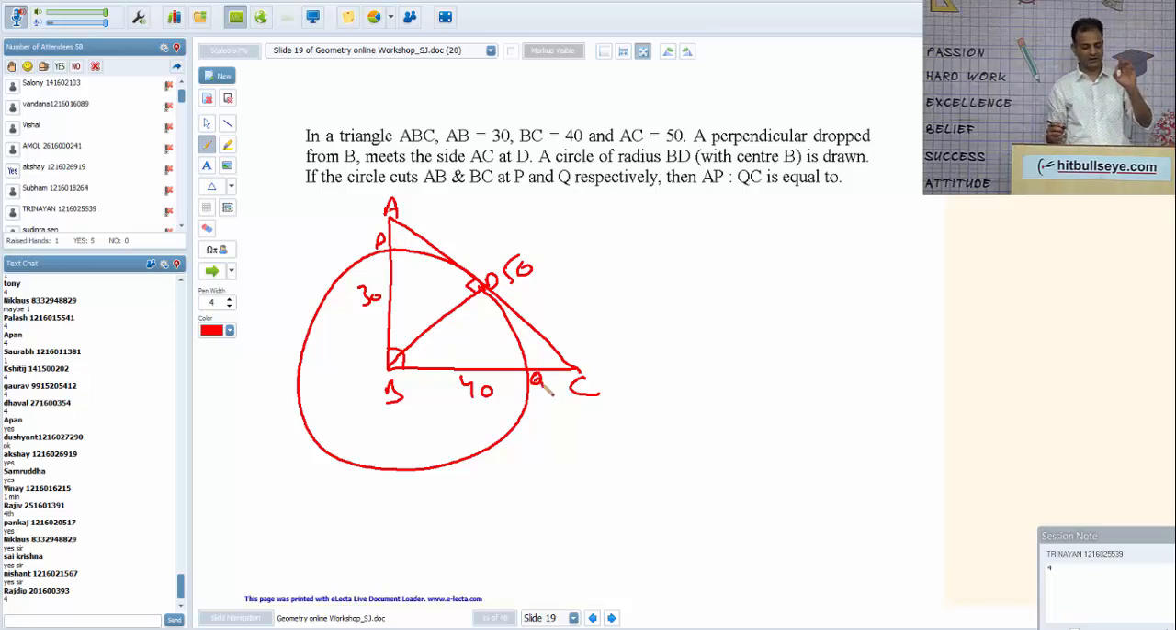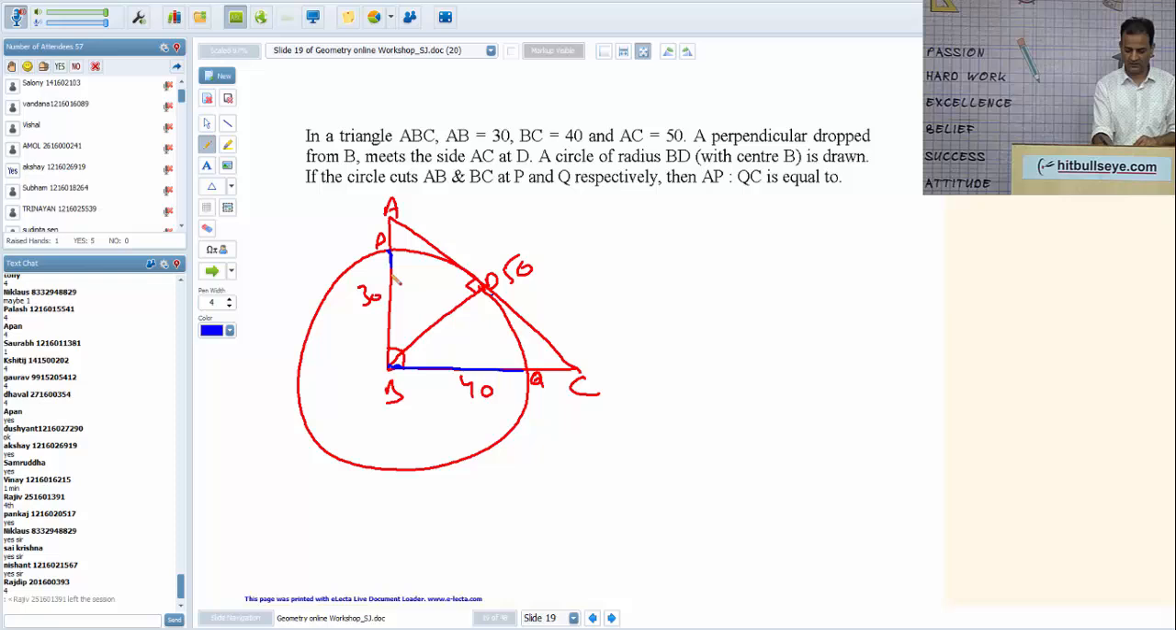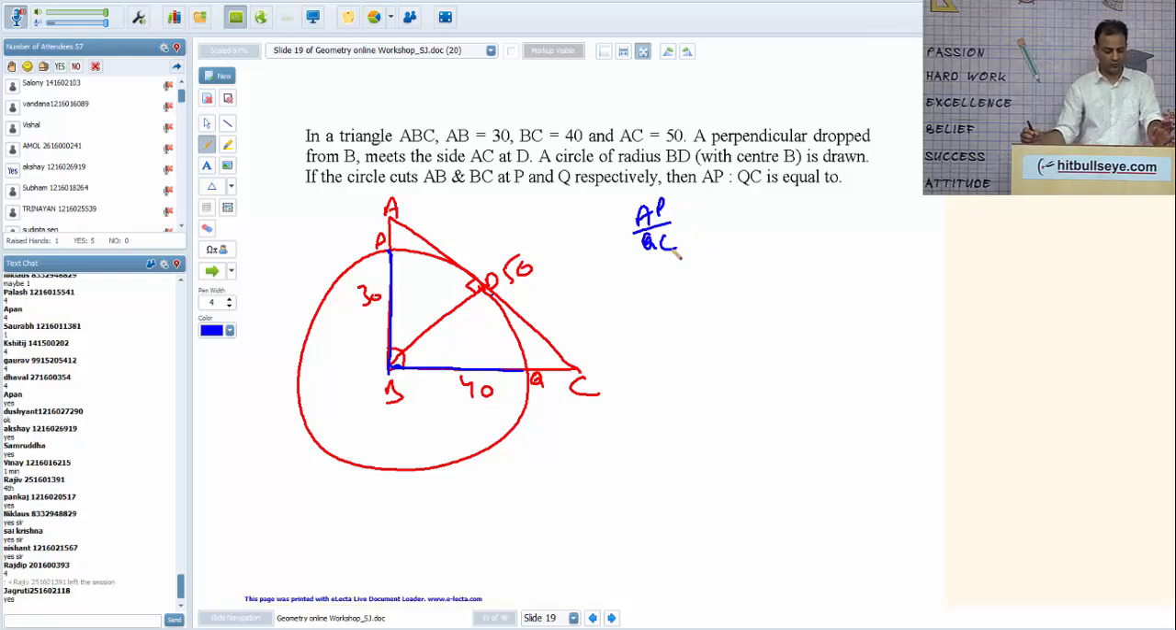Now friends, if you think logically, I will solve it also. BD is a radius from this center, so BP and BQ are also radius. Is it clear? All these are radius. He is asking the ratio AP to QC. AP should be less than QC, because from 30 we deduct the same thing and from 40 we deduct the same thing, so AP will be less than QC. So the fraction should be less than 1.